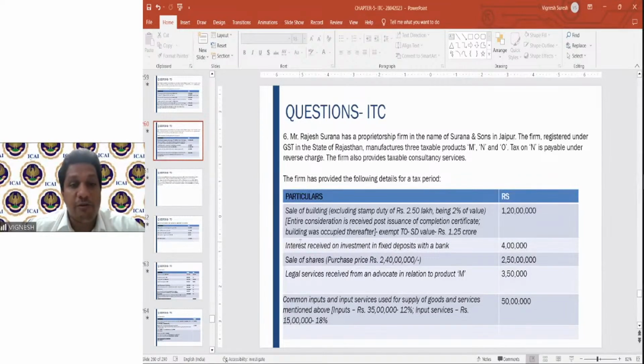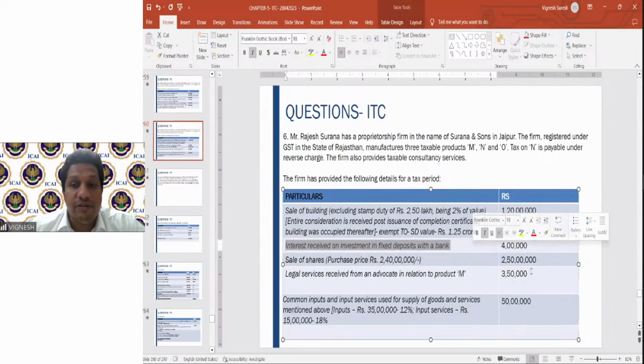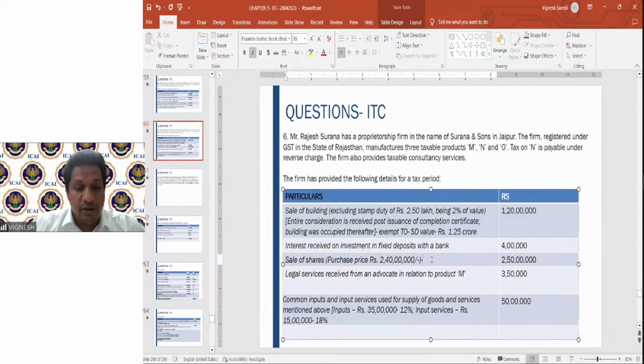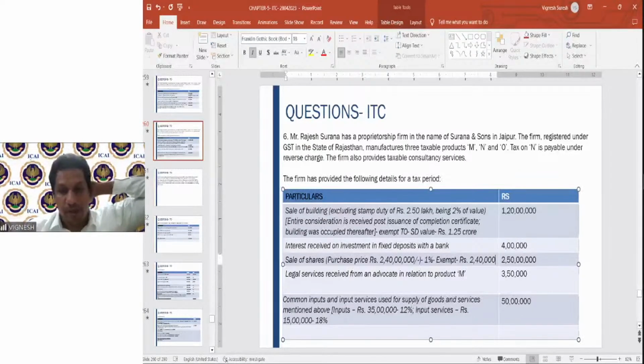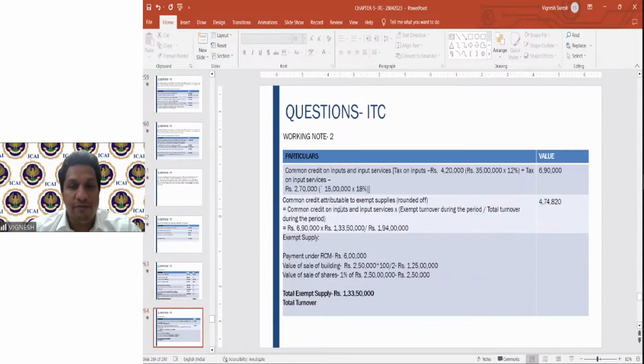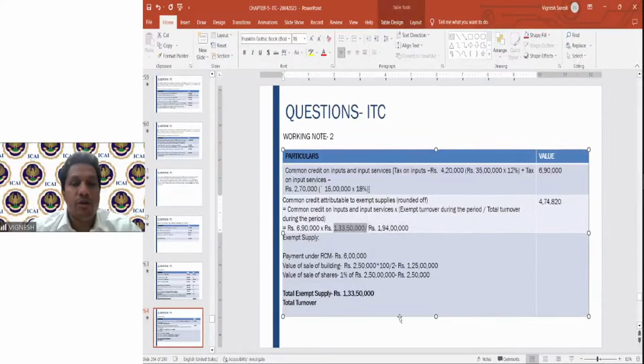Then of course, this one we have to specifically exclude. It is clearly given: interest received on fixed deposit, for the purpose of calculating exempt supply, you have to exclude it. So this will not come. Then the next one, sale of shares, purchase price 2.4 crores, sale is 2.5 crores. For this also a guideline is given: in case of sale of shares, always take the turnover at 1% of sales. So that is 2,50,000 rupees. So 6 lakhs plus 1.25 crores, 1.31 plus 2.5 is 1 crore 33 lakh 50,000. This is your exempt sum. I hope you got the clarity.